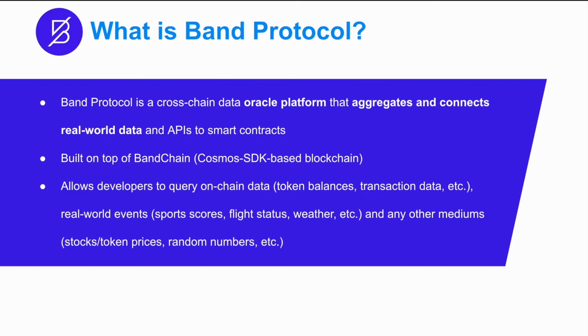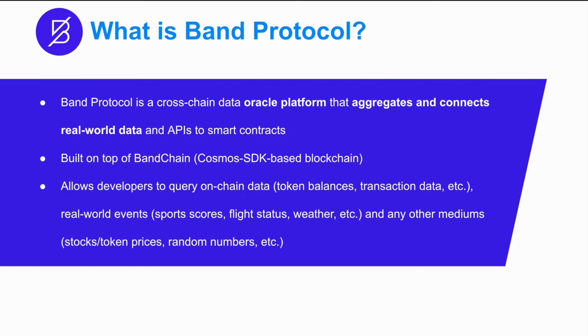This Band protocol, or let's say this Oracle, was built on top of Band Chain, which is a Cosmos SDK based blockchain. Band protocol allows developers to query this on-chain data. Again, this on-chain data can be a lot of things. We will focus not only on token balances, but more on token prices, or asset prices, because we will have an example for BTC versus USD and ETH versus USD, to get these prices in real time. So that's what Band protocol is.